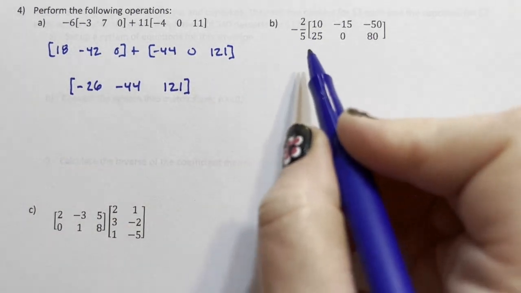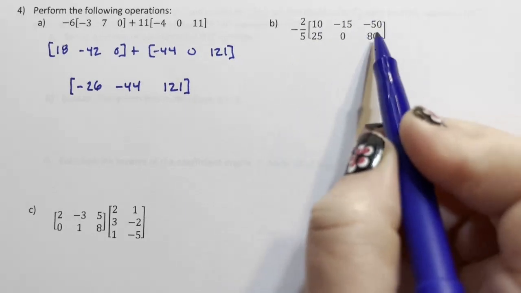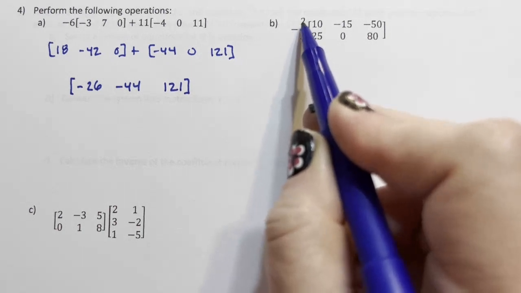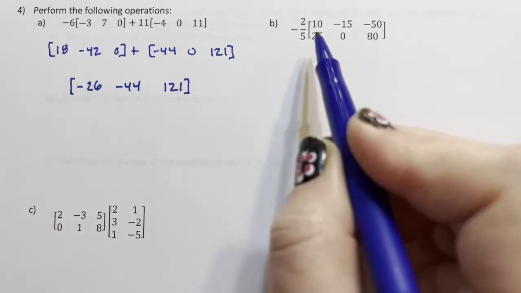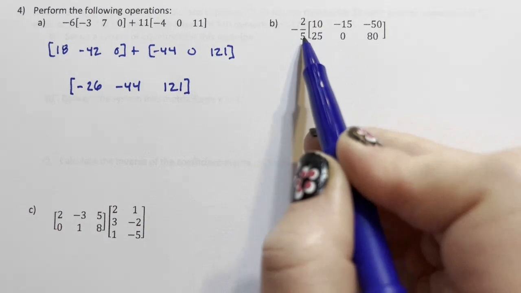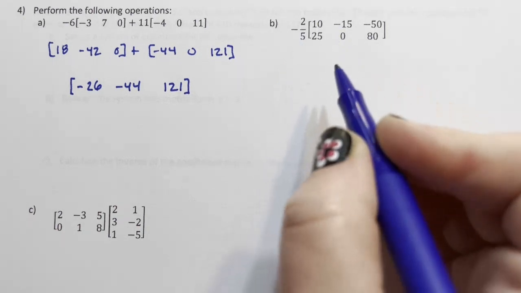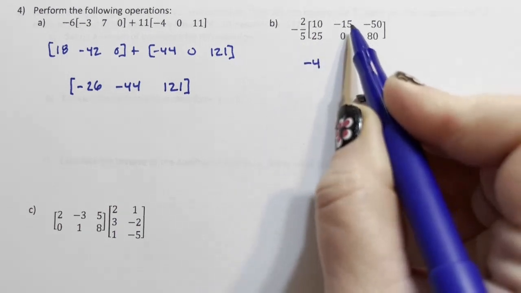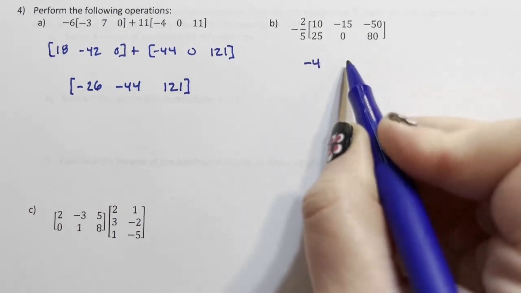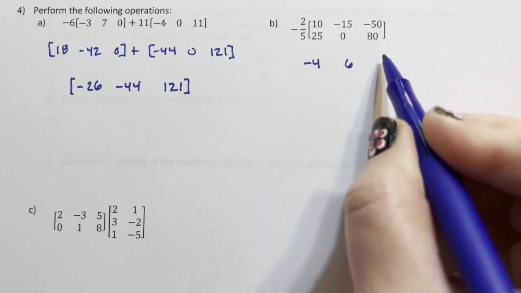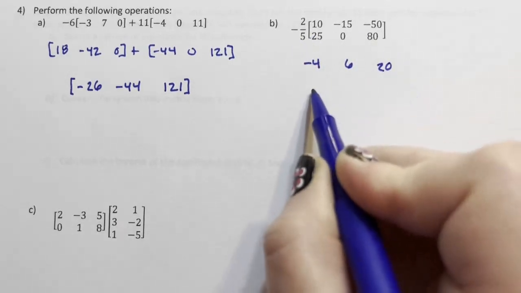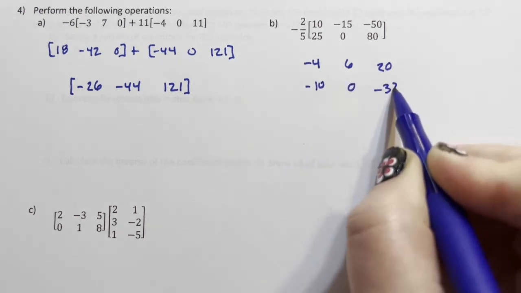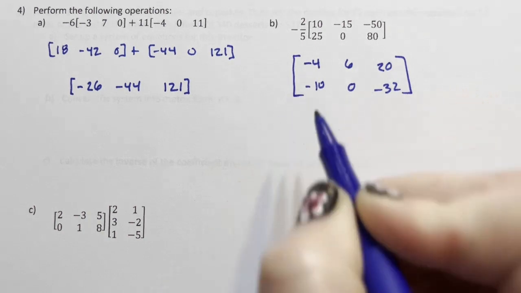For this, it's going to be much more interesting. I should have gone through and changed this so that not all the numbers are divisible by 5, but we multiply -2/5 to each of the numbers in this matrix. So -2/5 times 10, so 5 goes into 10 twice, times -2 becomes -4. 5 goes into 15 3 times, so -3 times -2 is 6. And we just continue, -2/5 times -50, times 25, times 0, and times 80. And we have that matrix.